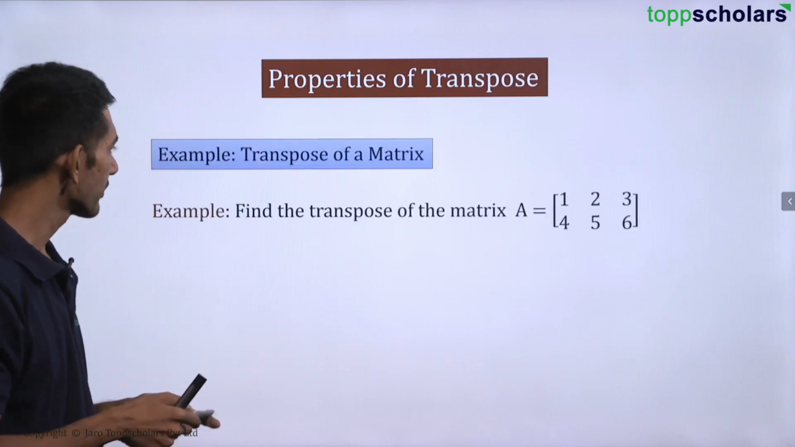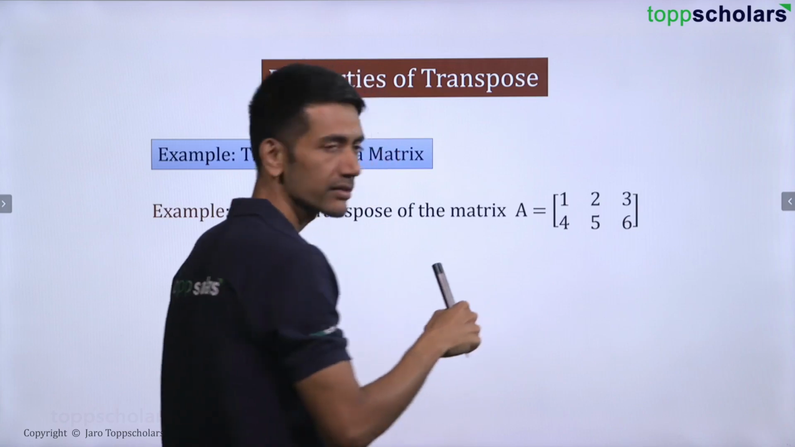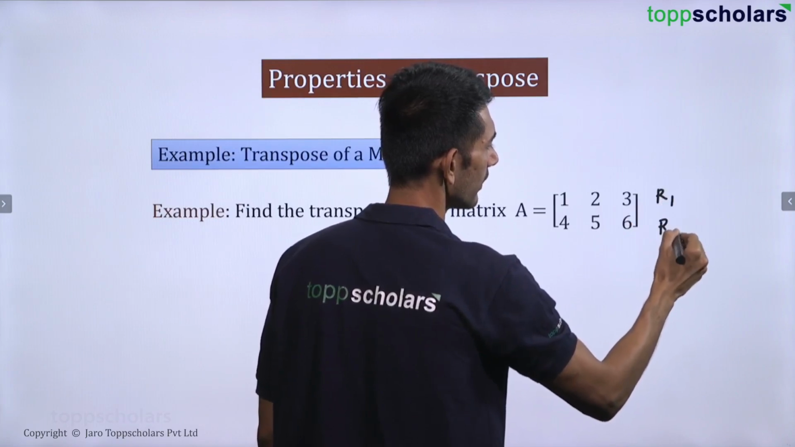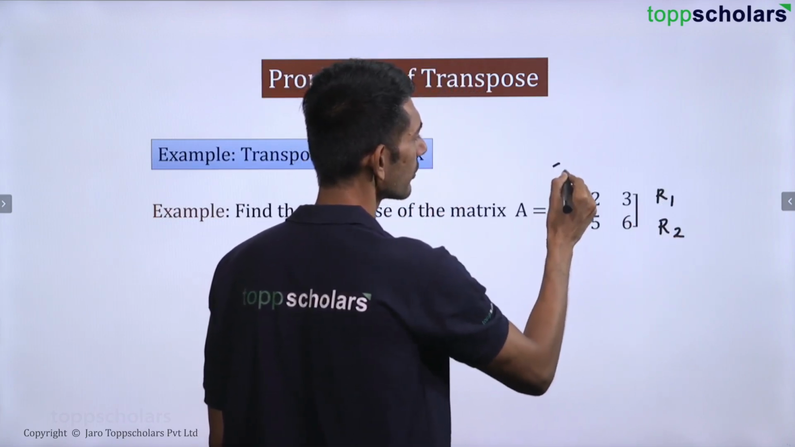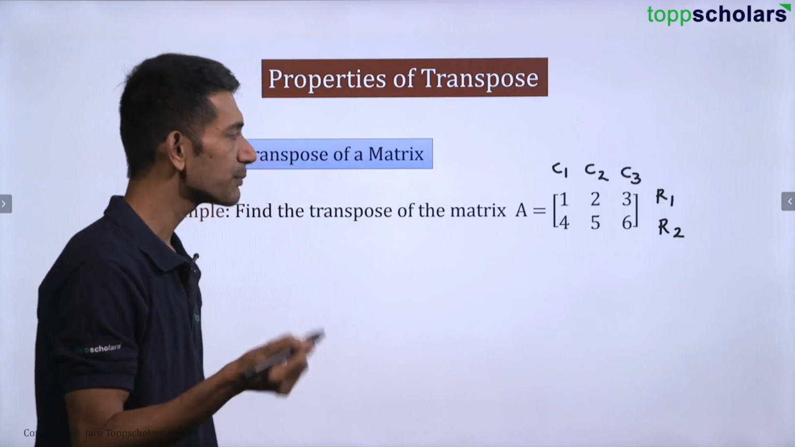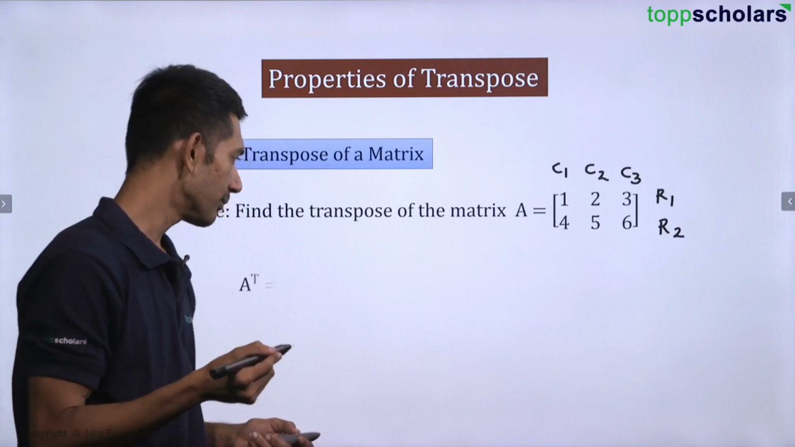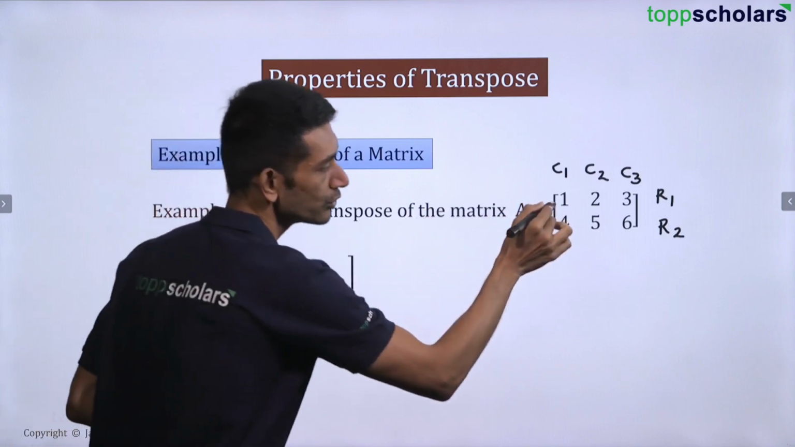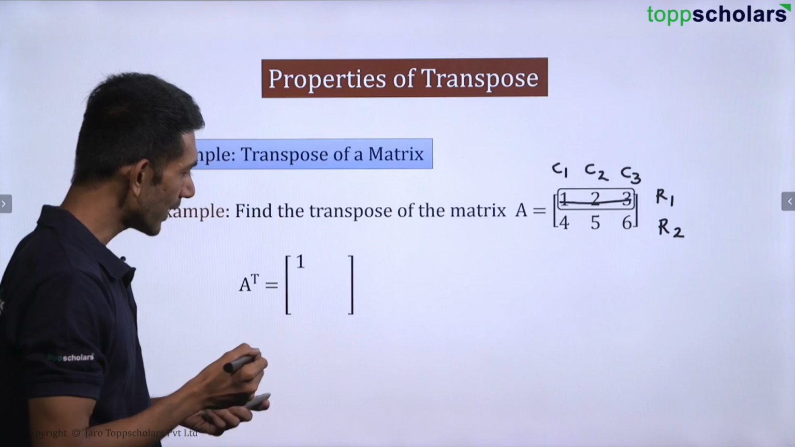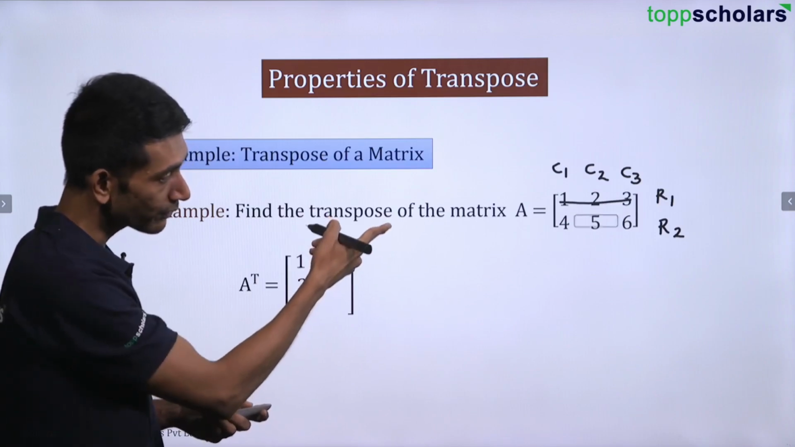Transpose of a matrix, the example now: find the transpose of the matrix A, 1, 2, 3, 4, 5, 6. So how many rows are there? Can I say there are 2 rows, R1, R2? Can I say there are 3 columns, C1, C2, C3? So rows become columns, columns become rows. So the first row will become the first column, right? And the second row will become the second column. So the transpose will be: first row, this is the row 1, 2, 3. Write it down in a column. So that becomes your 1, 2, 3, right? And then the second row becomes the second column, that is 4, 5, 6.